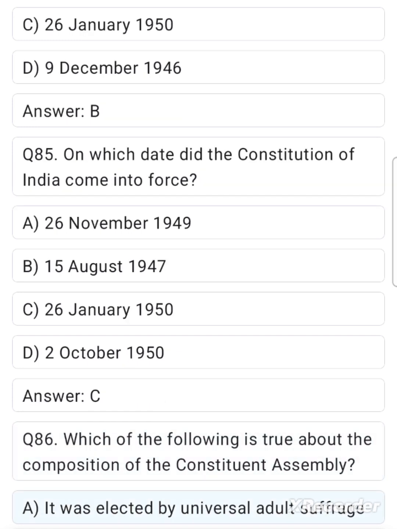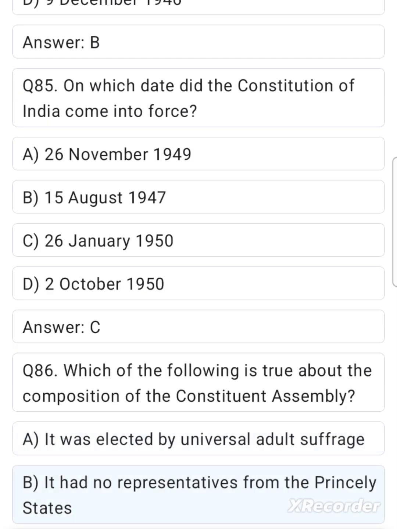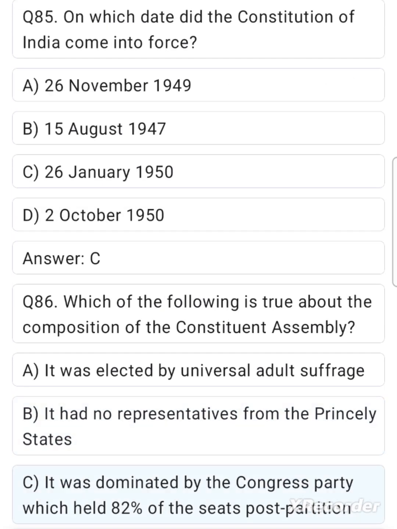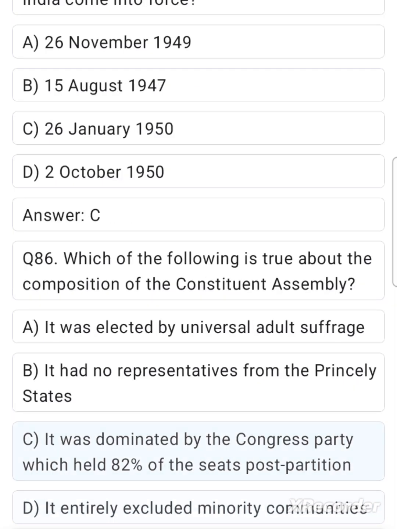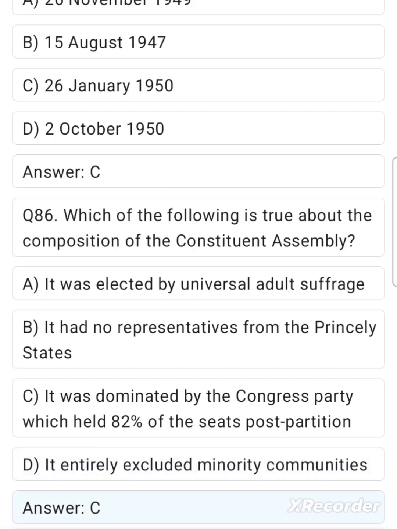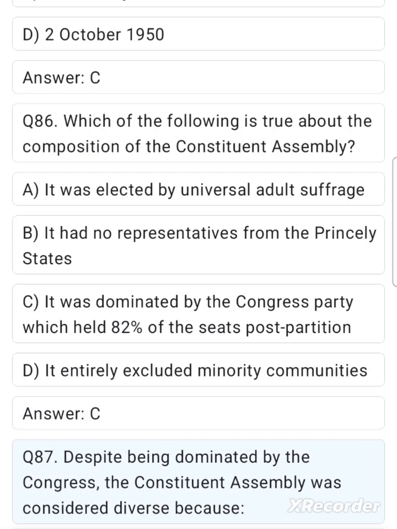A. It was elected by universal adult suffrage. B. It had no representatives from the princely states. C. It was dominated by the Congress Party, which held 82% of the seats post-partition. D. It entirely excluded minority communities. Answer. C. Q87. Despite being dominated by the Congress, the Constituent Assembly was considered diverse because A.